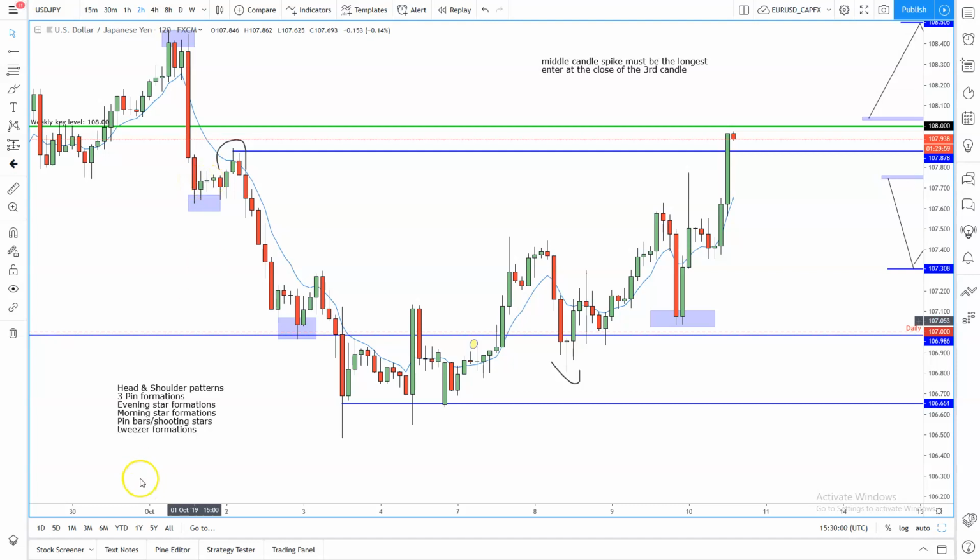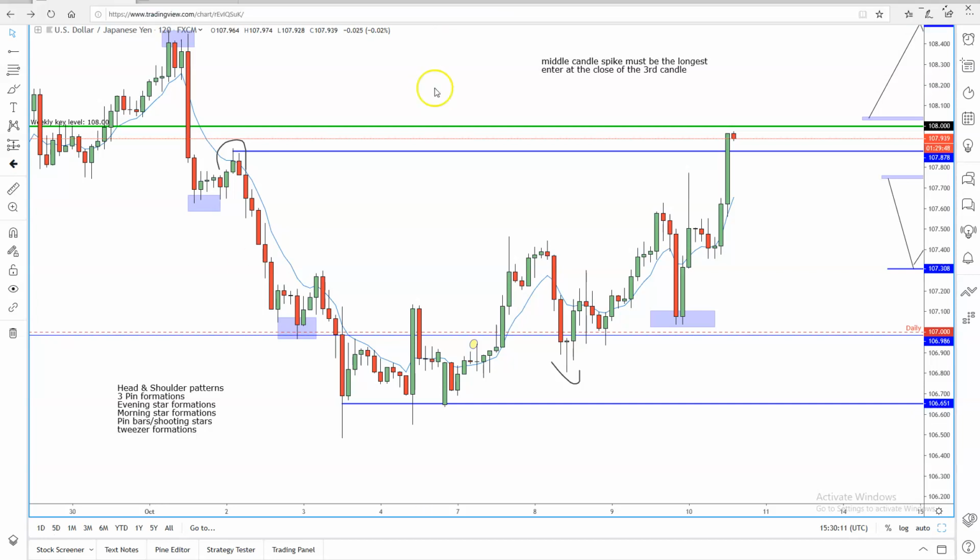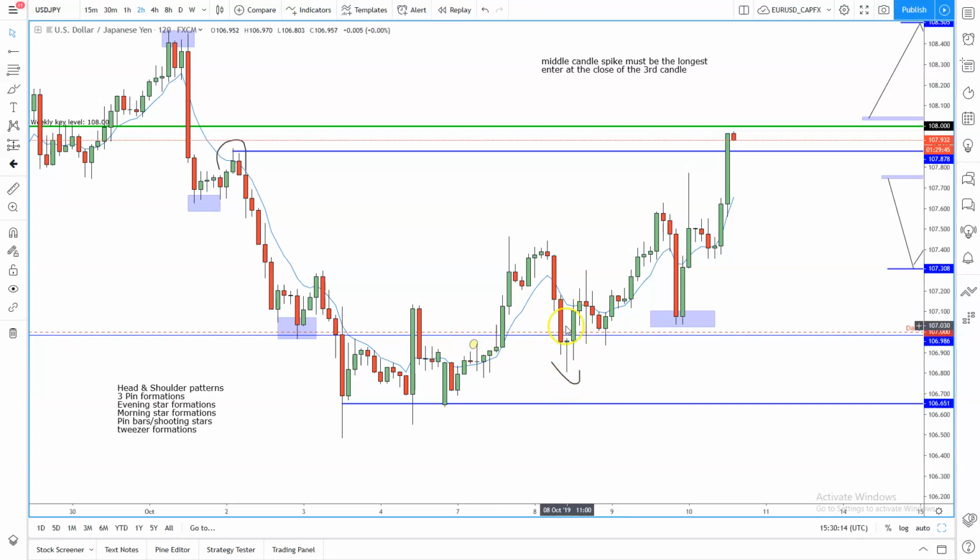So with evening stars and morning stars, the middle candle has to be either a spinning top, a hammer, or a doji. This is an example of a morning star. Morning stars are on support, evening stars at resistance. Here you can see one. This is the first candle, bearish. The middle candle shows a lot of price indecisiveness, and then the third candle is a momentum candle. The middle candle in this example is a nice hammer candle.